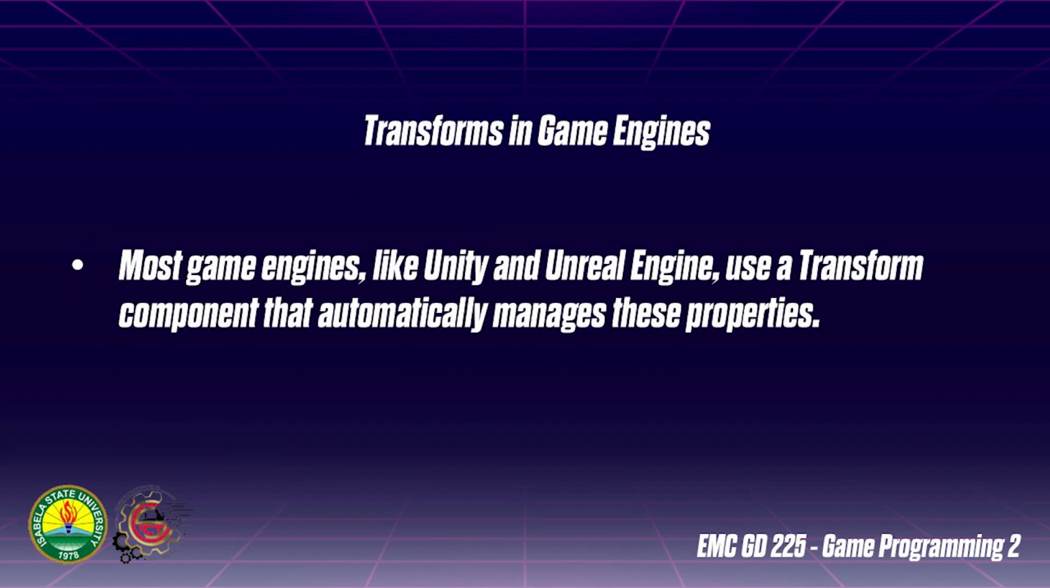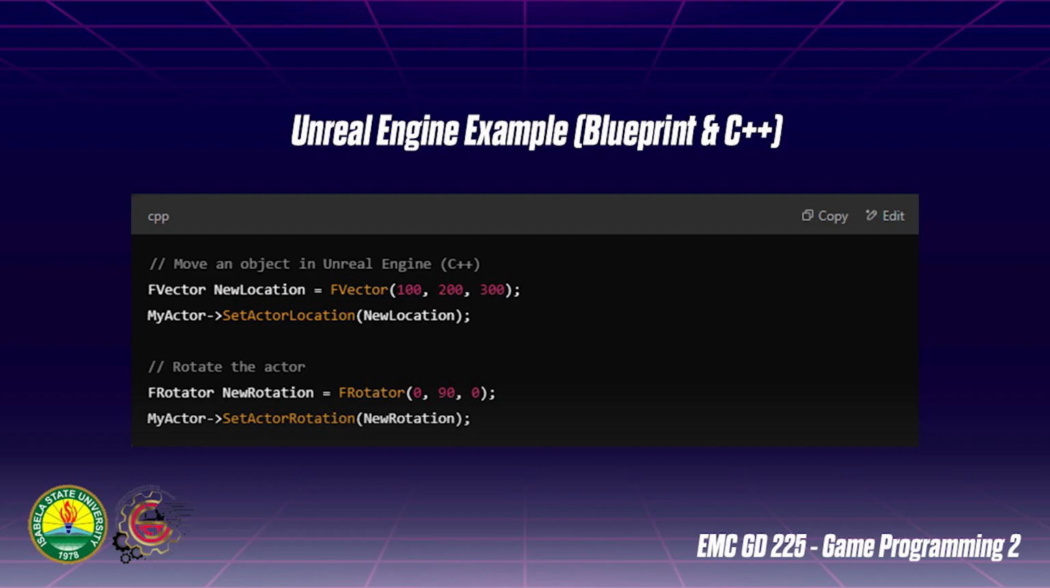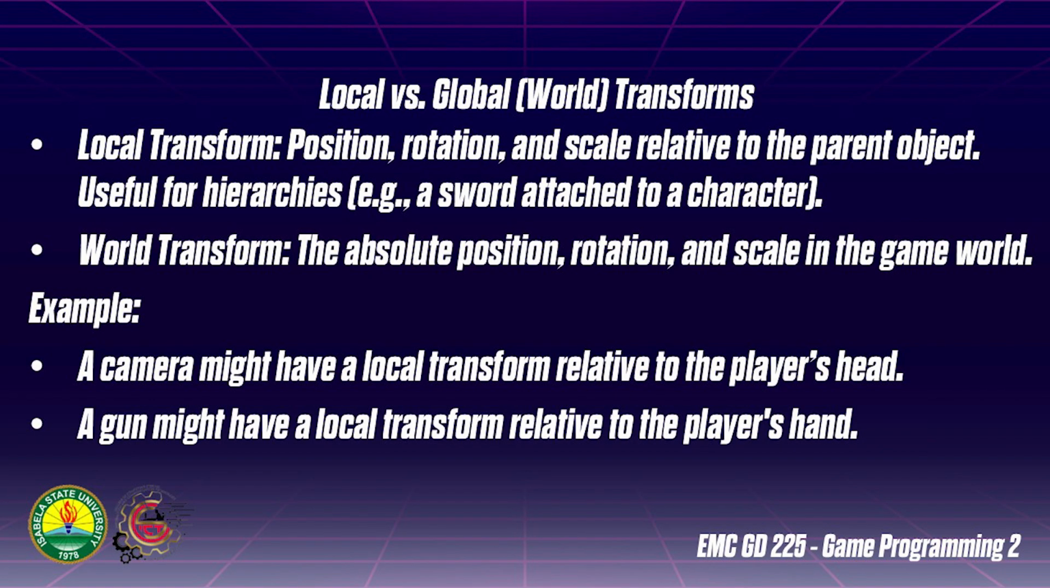Transforms in game engines. Most game engines like Unity and Unreal Engine use a transform component that automatically manages these properties. Example in Unity. Example in Unreal Engine. Local versus global or world transforms. Local transform: position, rotation, and scale relative to the parent object. Useful for hierarchies. An example is a sword attached to a character.